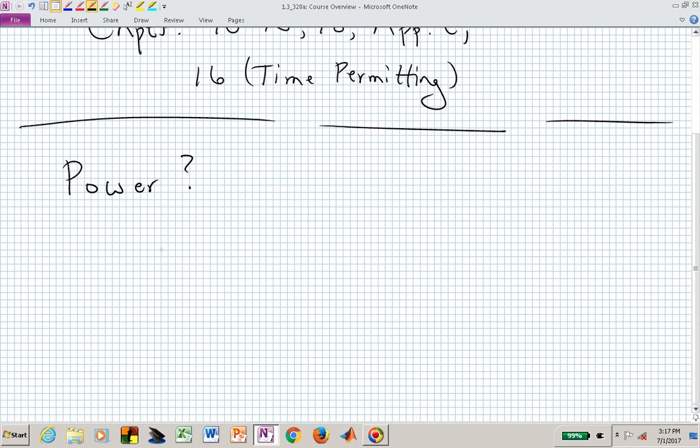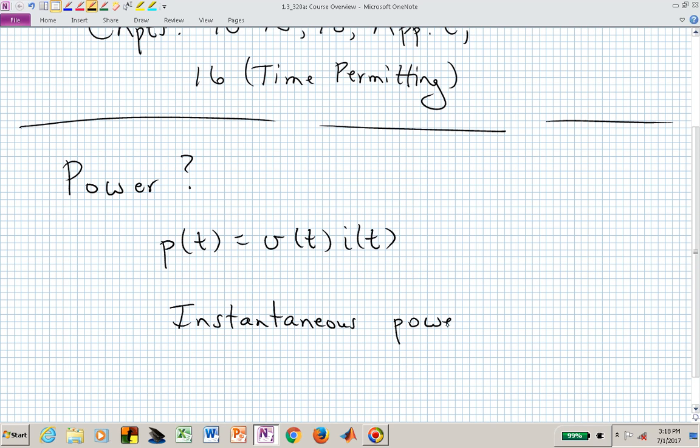Maybe the first idea to come to mind is this product of voltage and current, and if we do that at each instant of time, if we take v(t) times i(t), that now gives us the instantaneous power of a system. And that's really where we start in terms of thinking. That's what we are doing in chapter 10, beginning to think about instantaneous power.